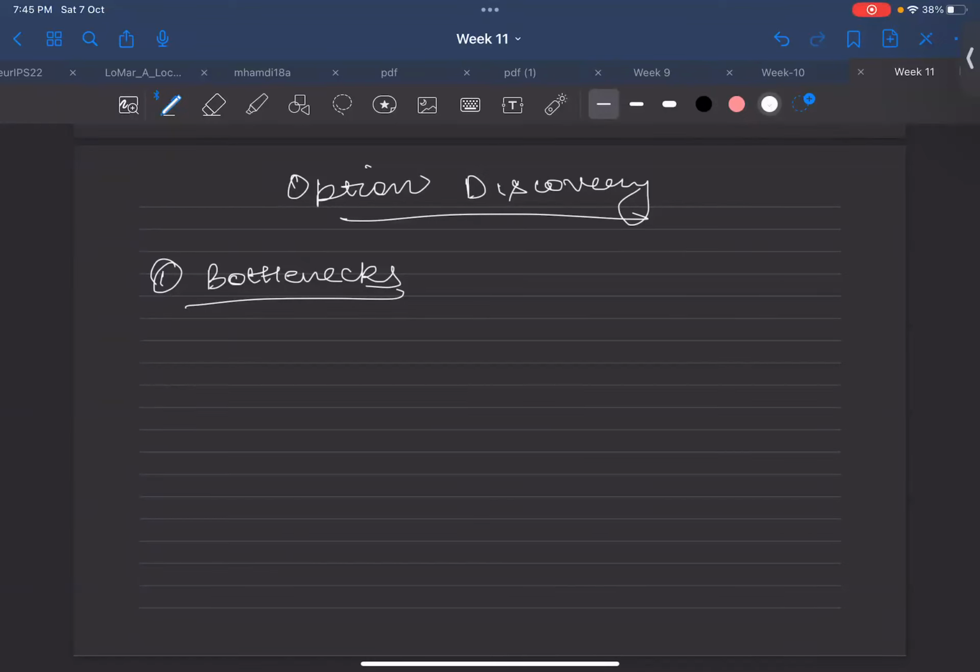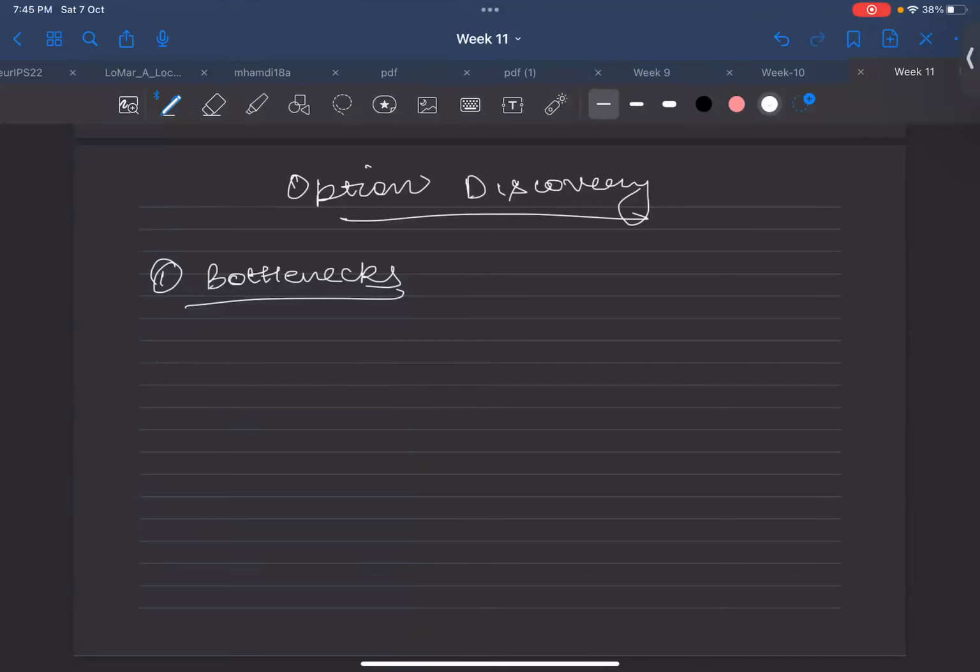So what are bottlenecks, basically? To find an option, as you are saying, is there any algorithm to find an option, like we are using this bottleneck? I don't know. Maybe you can explain what a bottleneck is.